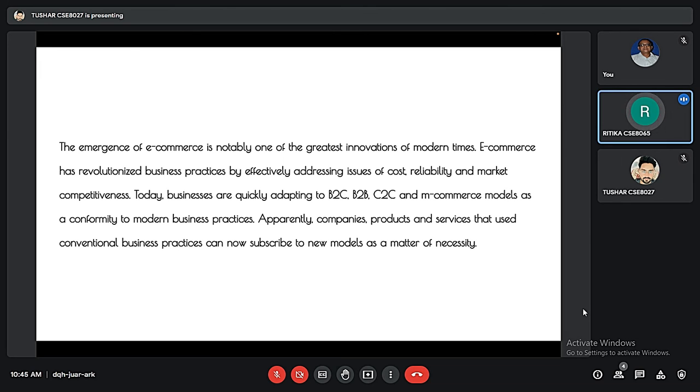The emergence of e-commerce is notably one of the greatest innovations of modern times. E-commerce has revolutionized business practices by effectively addressing issues of cost, reliability, and market competitiveness. E-commerce eliminates the need for physical stores and allows businesses to expand their customer base. On top of eliminating the possibility of long lines, e-commerce sites offer a huge advantage to both shoppers and stores that aren't located in major urban areas. Today, businesses are quickly adapting to B2C, B2B, C2C and M-commerce models as a conformity to modern business practices.